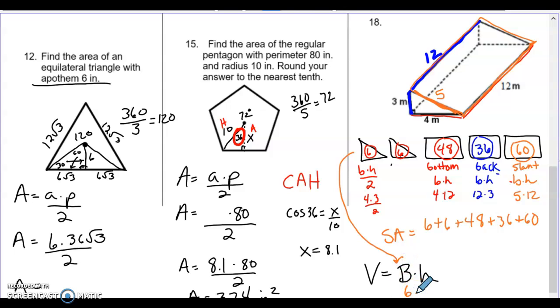And then how tall is the prism? Well, if the base is the triangle, then that would be like your feet, and your head would be up here. That's your other base. So the height is the distance between the two, which here is 12. So 6 times 12 is 72. So the volume will be 72, and that's going to be cubic, right? So 72 meters cubed.